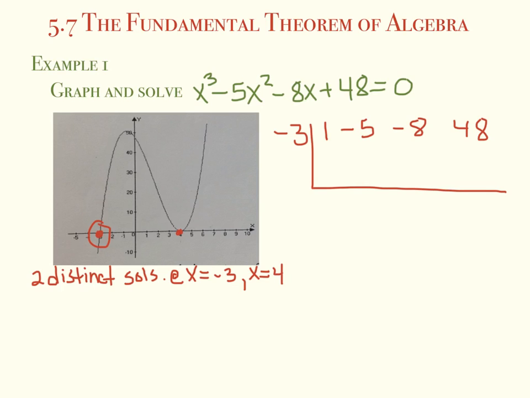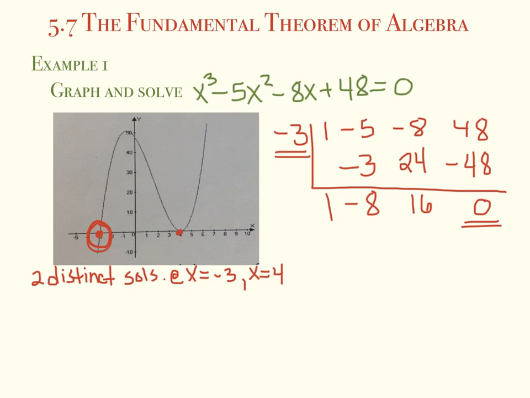We're going to take the 0 right here, and then we're going to add 1 and nothing is 1, and multiply. -3 times 1 is -3, and add -5 and -3 gives me -8, and multiply. -3 times -8 is +24. -8 plus 24 is 16. -3 times 16 is -48. 48 minus 48 is 0. We know it's a 0. We can see it on the graph. We've just confirmed that it's a 0.